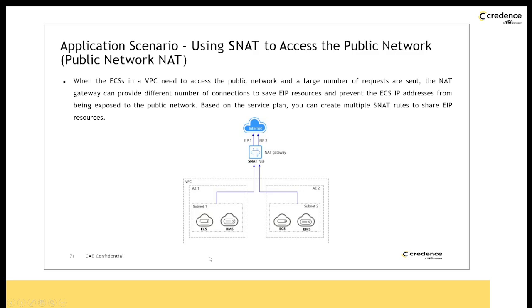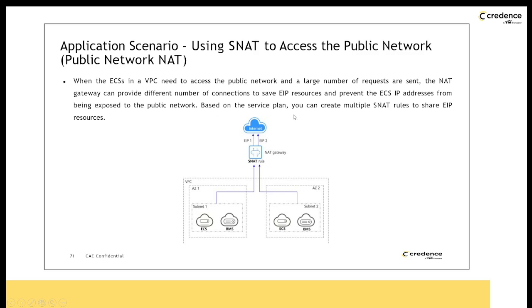Let's say the application scenario: we want to use SNAT to access the public network, so we have a public NAT. When the ECS in a VPC, let's say a cloud server in a virtual private cloud, needs to access the public network and a large number of requests are sent, the NAT gateway can provide different numbers of connections to save EIP resources and prevent the ECS IP addresses from being exposed to the public network.